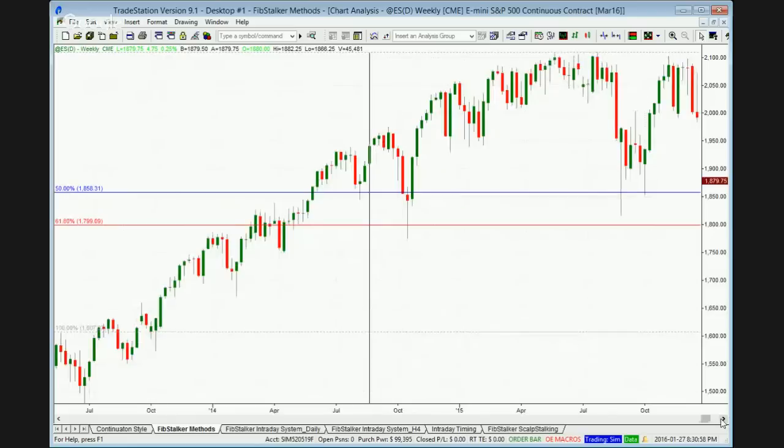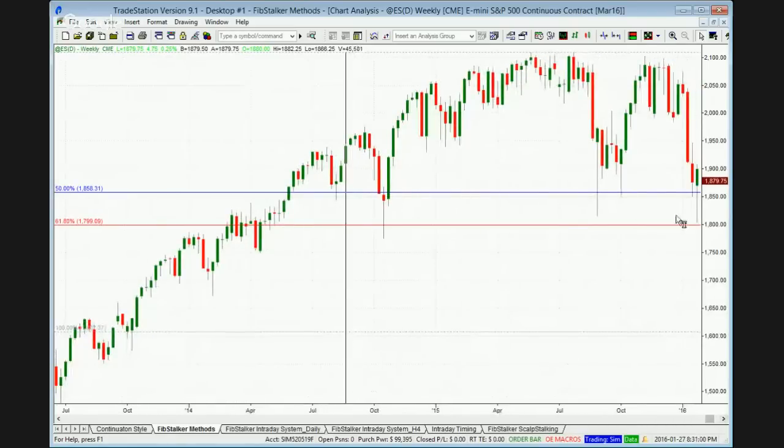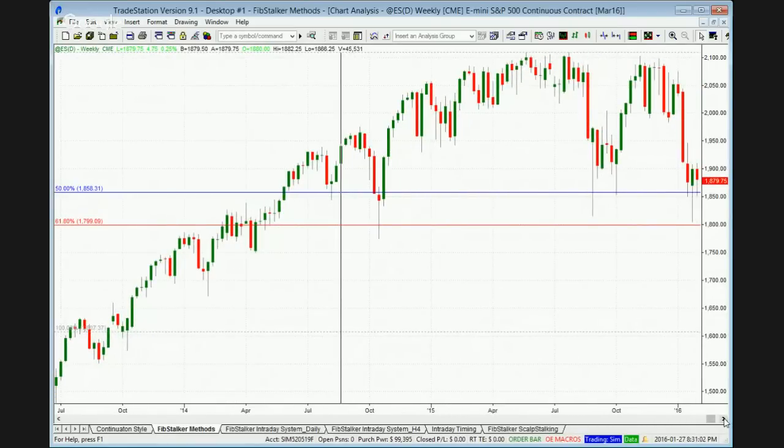Now the market came back to retest the level. Would you be surprised that happened? And the 61.8% level, the 1799, has never broken. Now that's the important level. Okay, if 1799 breaks, you can kiss goodbye the SP500.